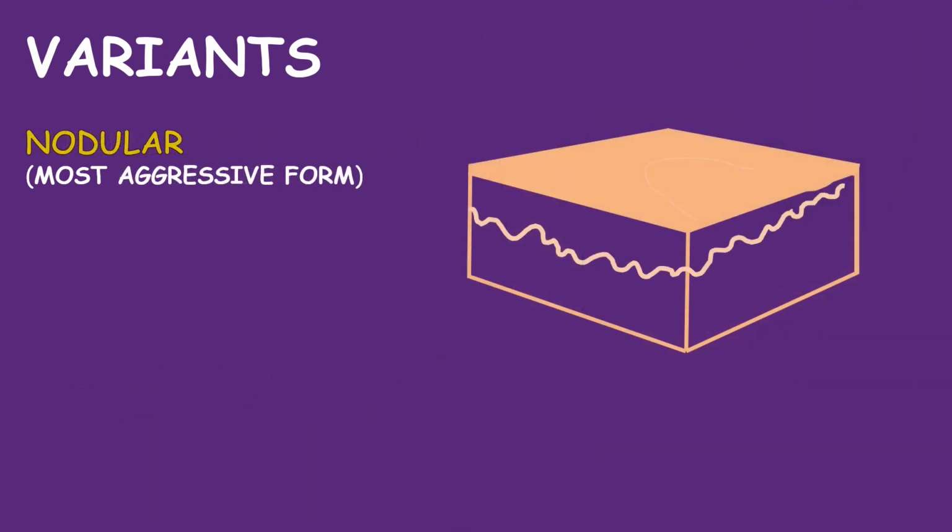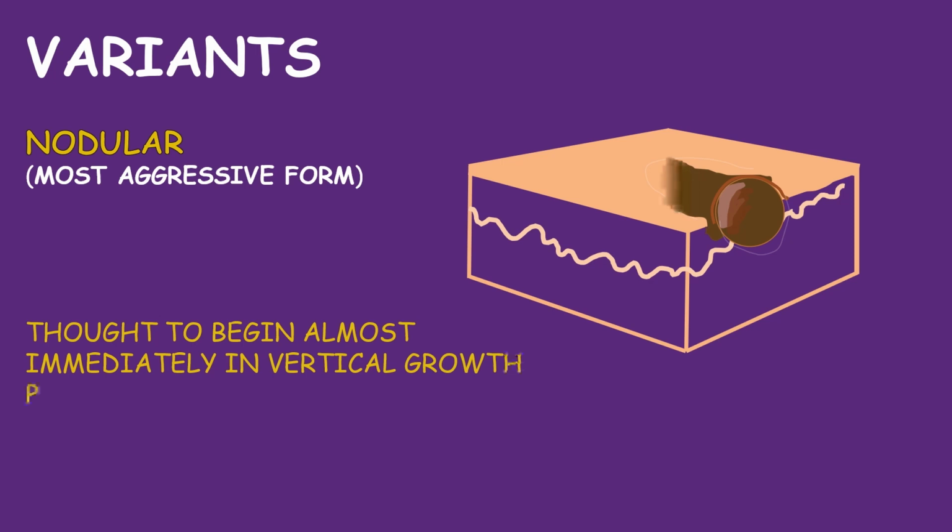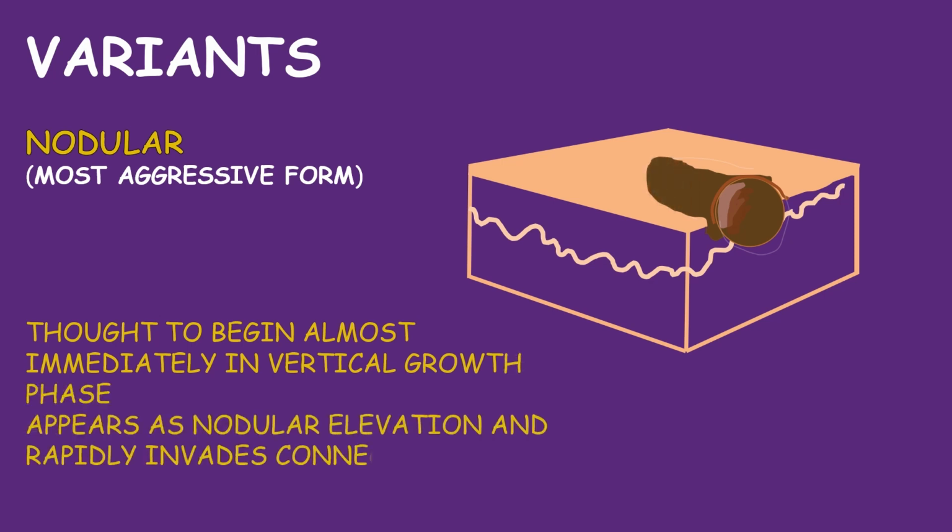The second variant is nodular, which is the most aggressive form. It is thought to begin almost immediately in vertical growth phase. Clinically, it appears as a nodular elevation and rapidly invades the connective tissue.